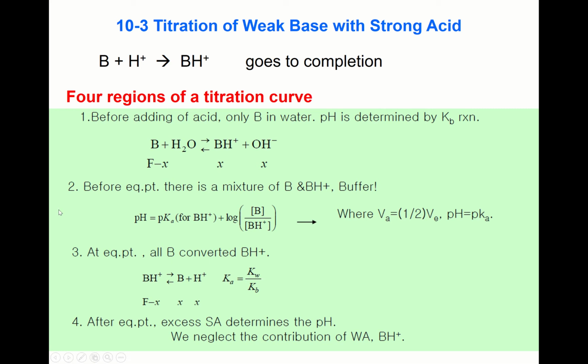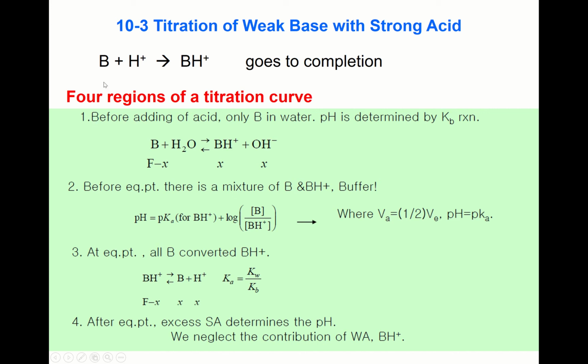Here we have to consider the reaction. B is a weak base, plus proton H plus, a strong acid. This one also goes to completion, because the equilibrium constant for this reaction is very high. So like the weak acid case, we have four regions of the titration curve. The first one is the initial pH.